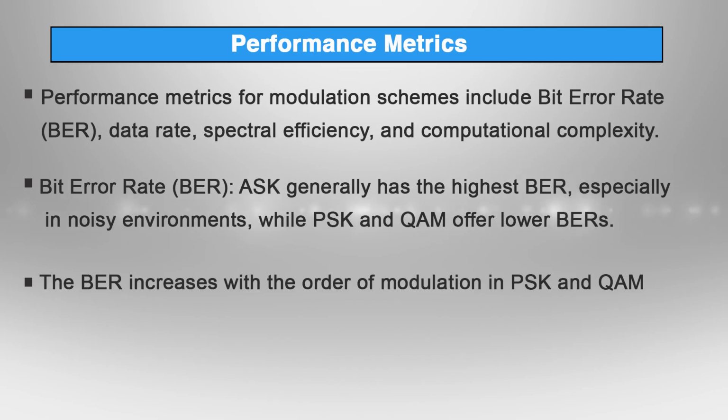FSK shows a lower bit error rate compared to ASK, especially in environments with amplitude noise. Variants like MSK and GMSK improve performance further. PSK provides a low BER due to its resistance to amplitude noise, but higher order PSK may suffer from increased BER due to phase noise. QAM BER can be high for higher order QAM, particularly in noisy conditions. Advanced error correction techniques are often required to maintain acceptable BER levels.